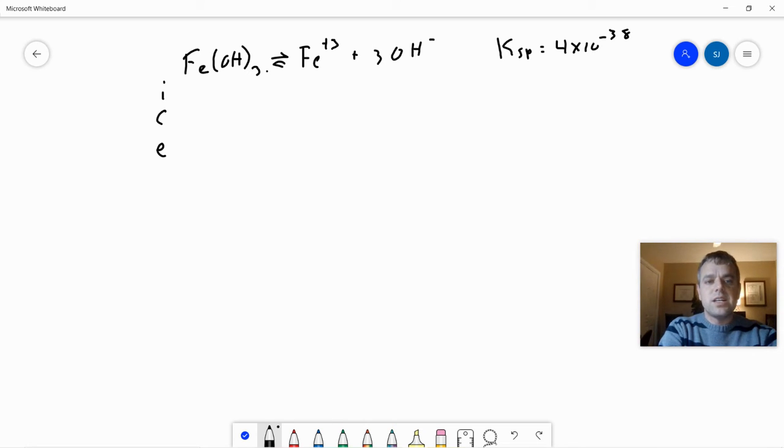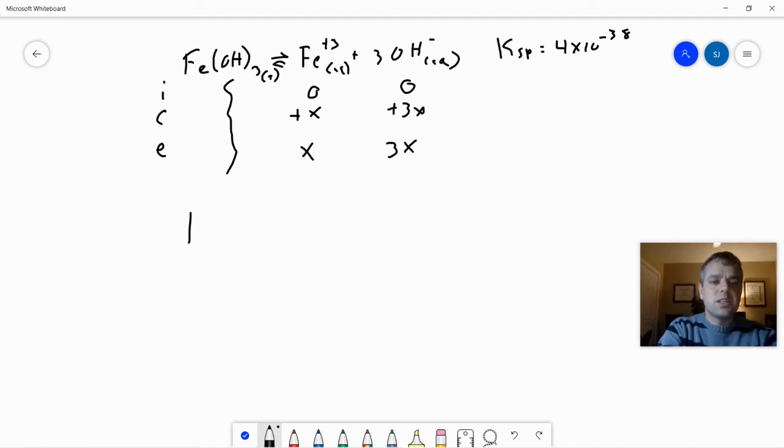Now, since iron(III) hydroxide is a solid that we're dissolving and these other things are aqueous, the solute does not appear in the expression. We also don't include the water. Water is a pure liquid, so it's also left out. Now, before any iron(III) hydroxide has dissolved, these initial values are 0. On the change line, the iron(III) will go up by x, the hydroxide will go up by 3x, so that at equilibrium we have x and we have 3x.